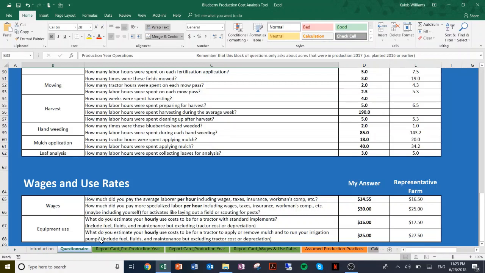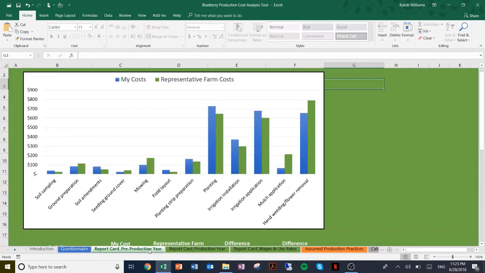Your report cards are divided up into 3 different sections at the bottom here, in 3 different tabs. The first report card refers to your pre-production year costs. The second report card to your production year costs, and the third report card to your wages and use rate costs. We broke it up into 3 different tabs just to make it a little easier on the eyes. Let's go to the first one.